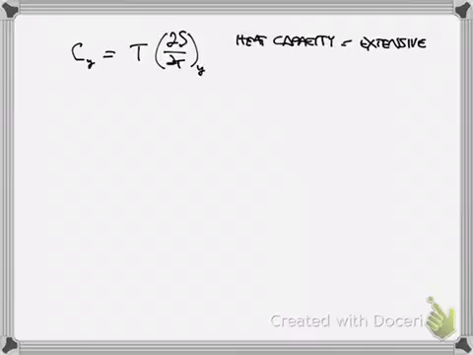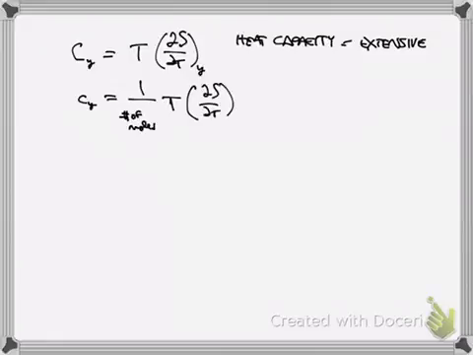Now, very often we will define something like a lowercase c, and that's going to be something like 1 over the number of moles of stuff. This is basically 1 over capital N times T times partial S partial T at constant y. This would be the molar specific heat.